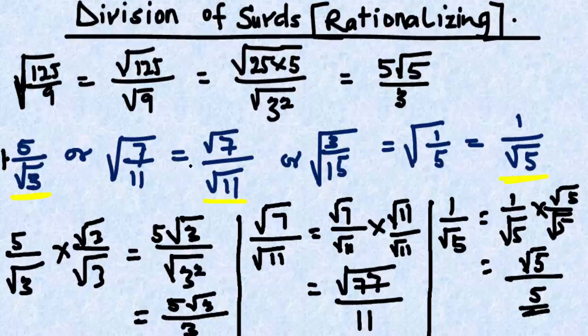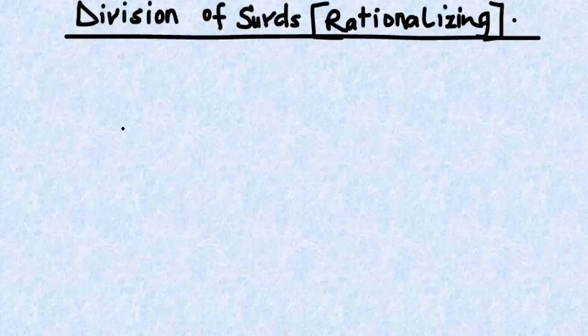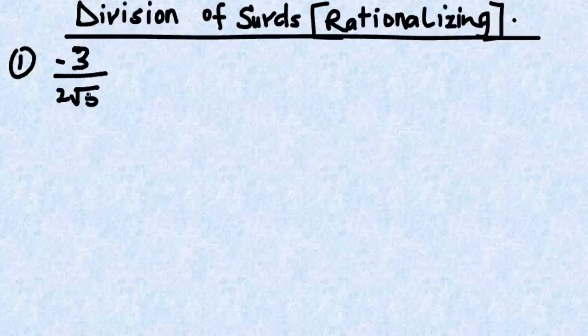Okay, so let's take an example to illustrate this idea. Example 1: simplify negative 3 over 2 root 5. Okay, so we're going to simplify this. In this case, I'm going to take 2 methods to solve, then we can justify which one is easier for us to go by.